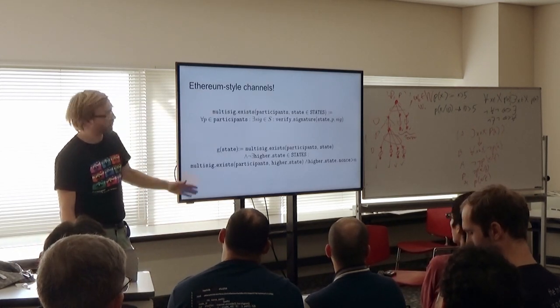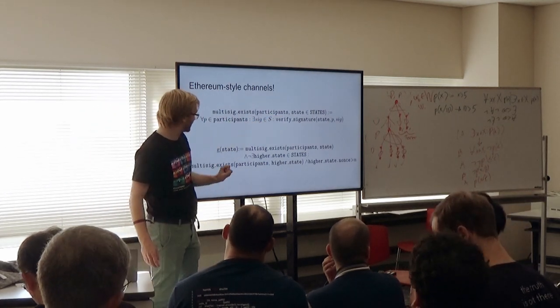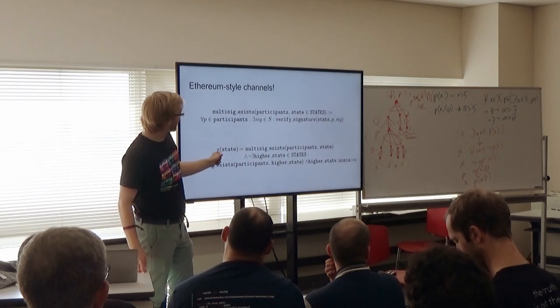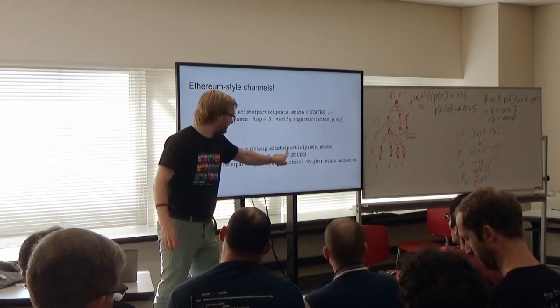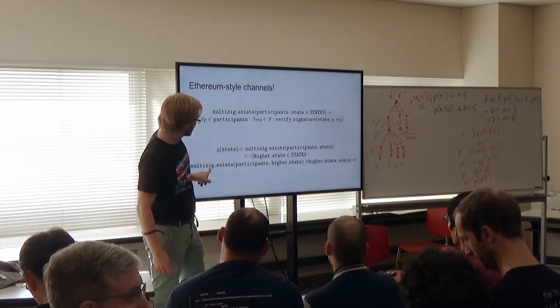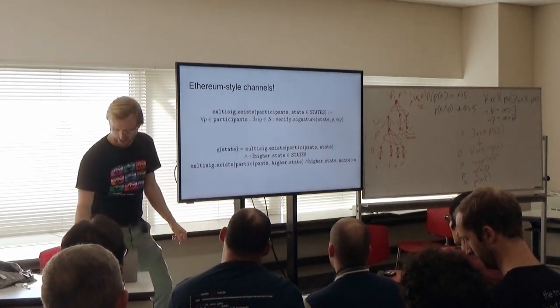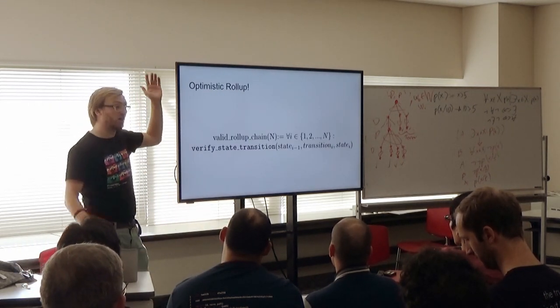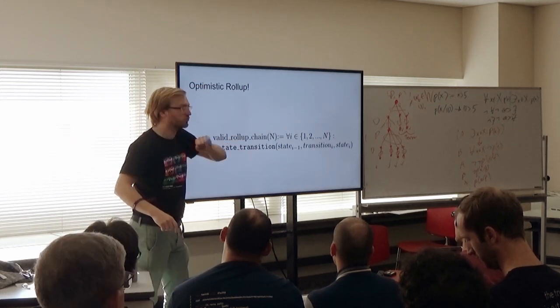We can also do more Ethereum-style state channels. So here's our multi-sig that we hit before. And the game for an Ethereum-style channel is: I claim for this state there exists a multi-sig, and there does not exist a higher state such that there is a multi-sig, and the state is indeed higher with the higher nonce, right? So there's that. Here's optimistic rollup. Unipig.exchange, we just released a demo of this. This is a rollup chain.